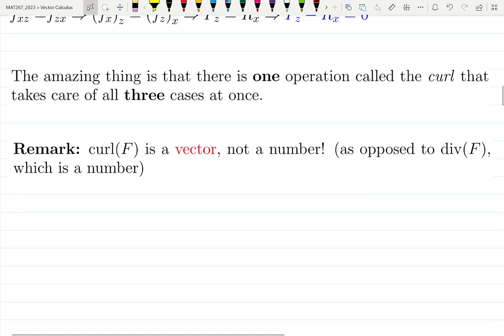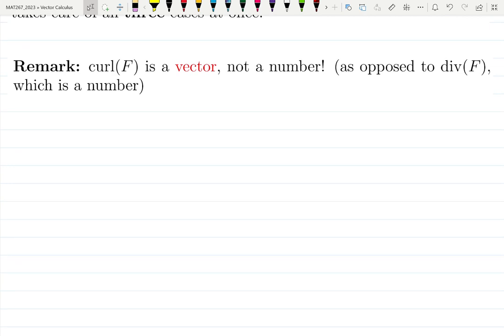Curl of F. Let's write down the formula. Curl, C-U-R-L of F. Let's call it an operator. That will be a vector, not a number like before. So div F was a number before. That's how fast something is dispersing, diverging. Now it will be curl.